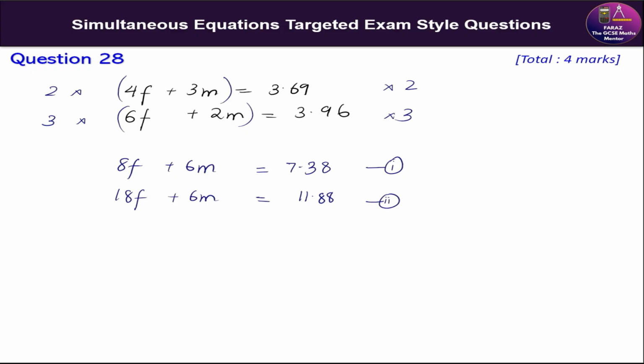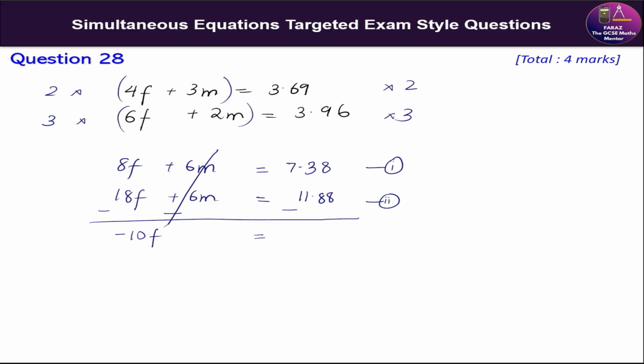Then we are going to eliminate the variable m there by means of subtraction. So if you are doing subtraction, you have to change the sign of the second equation. If it is plus 18F, it will become negative. If it is plus 6M, it will become negative. If it is plus 11.88, it will become negative. Plus 6M minus 6M cancel with each other. 8F minus 18F, that would be negative 10F equals 7.38 minus 11.88.